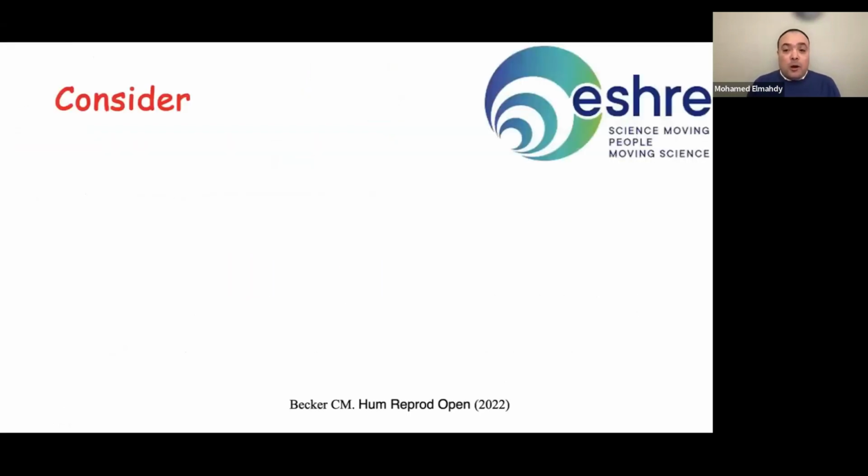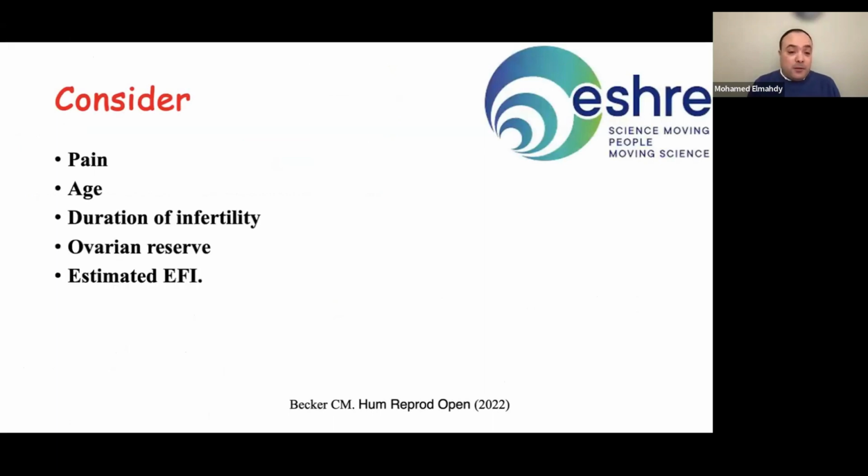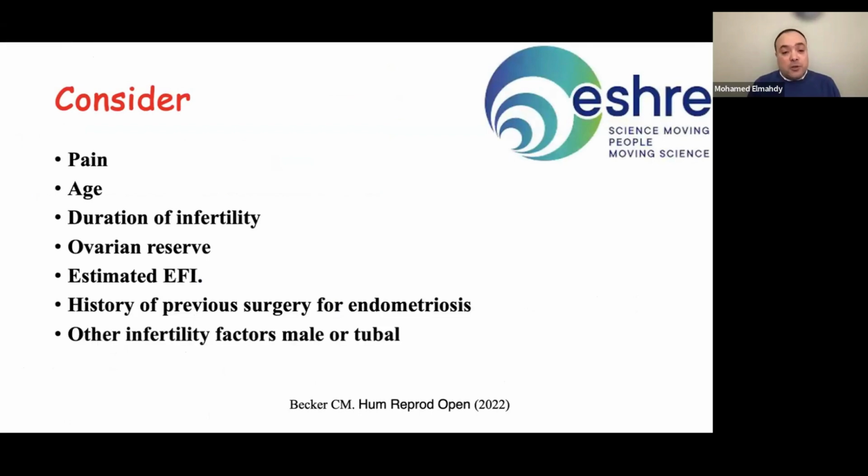So if you go to management, according to the ESHRE guidelines, they said to consider, number 1, pain, and then age of the patient, duration of infertility, ovarian reserve, estimated endometriosis fertility index, history of previous surgeries for this case, and other factors such as male factor or tubal factor before you put your plan for management of this case. Also, they said avoid multiple surgeries for endometriosis.